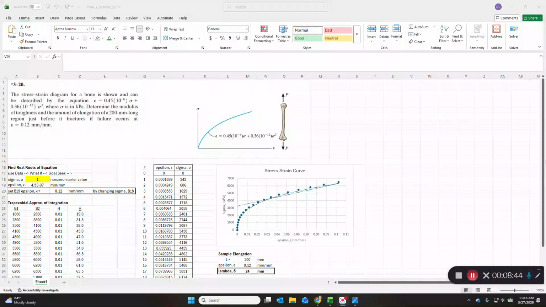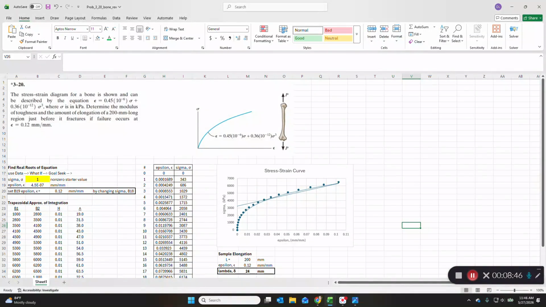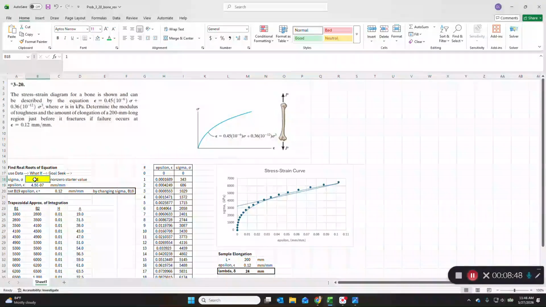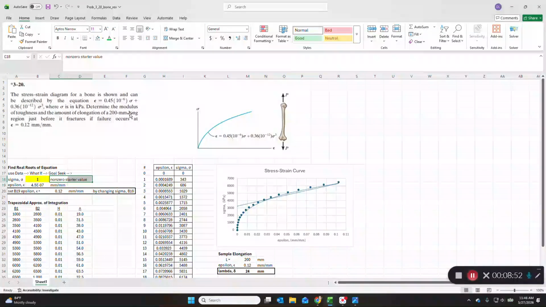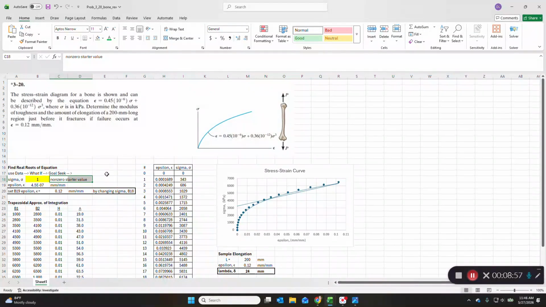So what I did here is I used a what if and a goal seek, and I set up a non-zero starter value for sigma. And we don't know what sigma is. It appears twice in this equation, so we have to use some advanced technique to solve for sigma. So for this, you would want the roots of the equation, and the real roots of the equation. There'd be 2 negative and 1 positive. We want the positive root. So that's going to be something that you can determine algebraically.